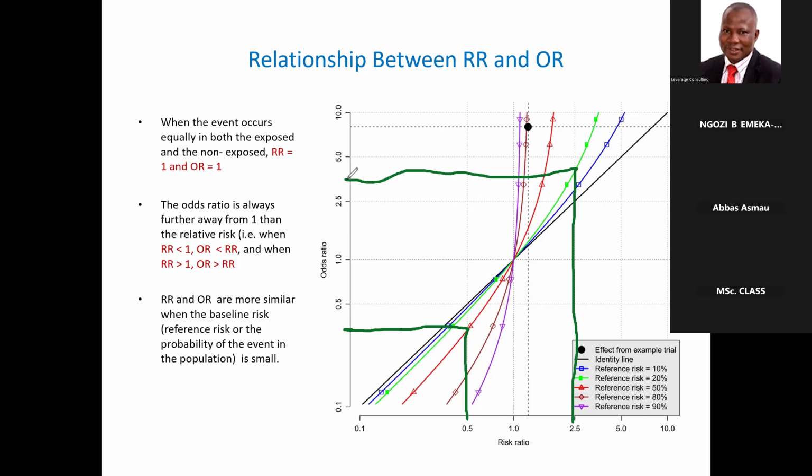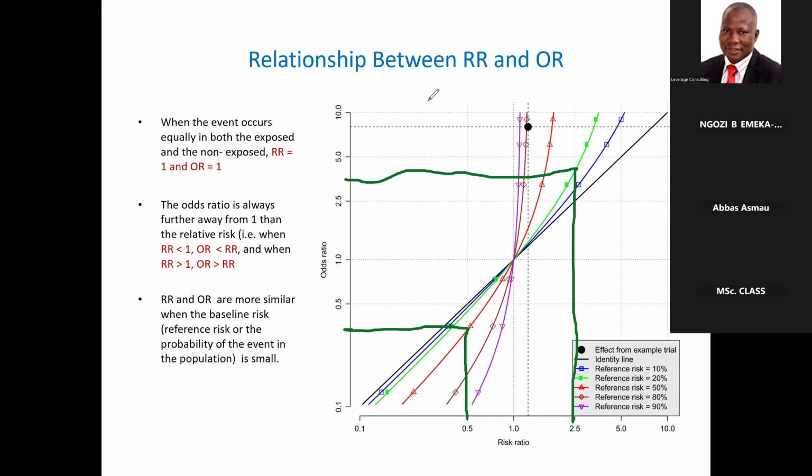So you see, the relative risk has a narrow range of values, whereas the odds ratio has a wider range of values. Don't worry, when you start using this, you'll be able to understand. Relative risk and odds ratio are more similar when the baseline risk, the reference risk, or the probability of the event in the population is small. We have already said that one. When the probability of the event is very small, the values of relative risk and odds ratio will approximate.